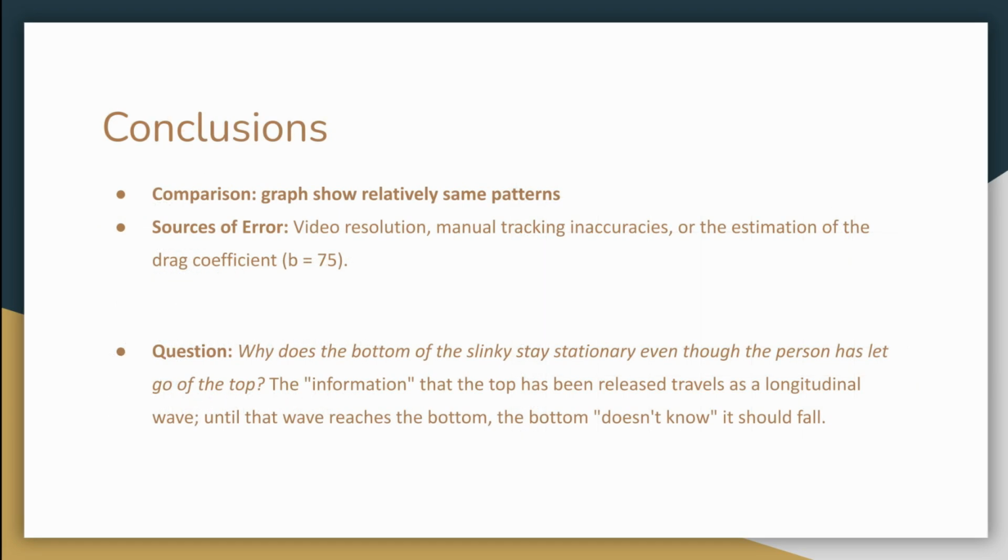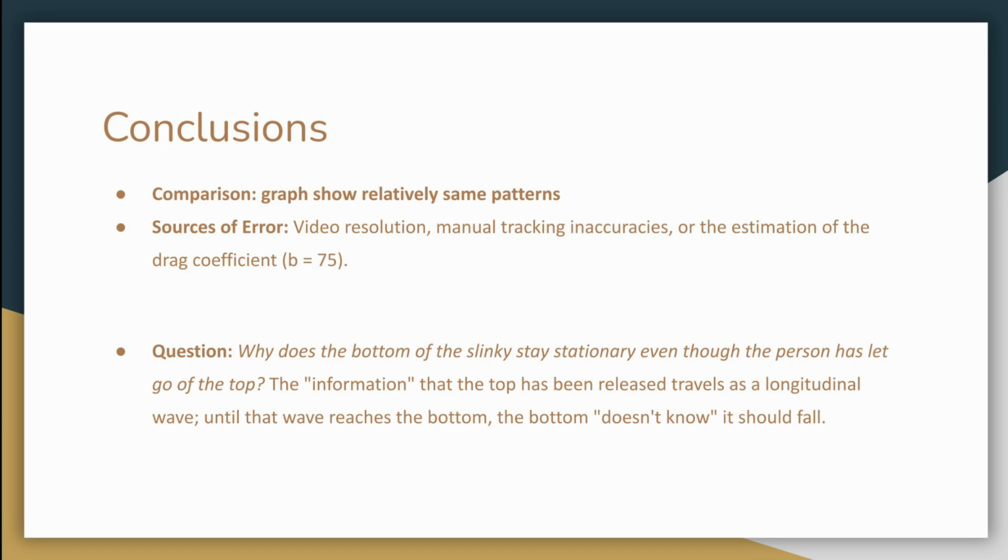Looking at my results, we can see a strong correlation between the experiment and the model. In the experimental graph, the bottom of the slinky remains at a constant position of approximately 0.5 meters for the first 0.6 seconds of the clip. My computational model mirrors this behavior perfectly. The position remains at zero, representing the initial equilibrium state until the collapse time is reached. The primary difference lies in the motion after the collapse.